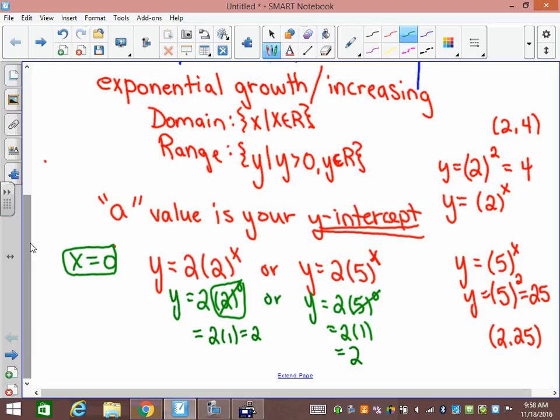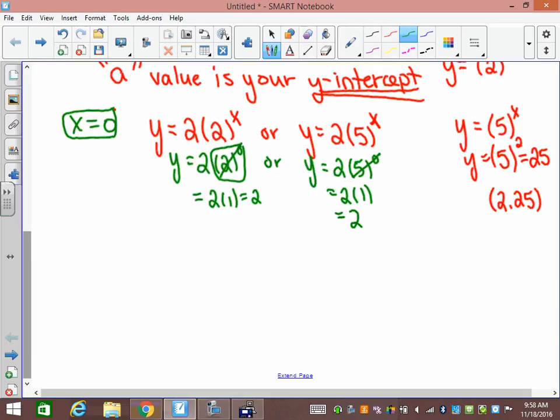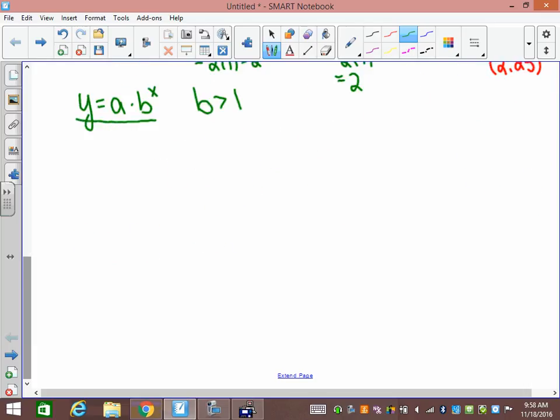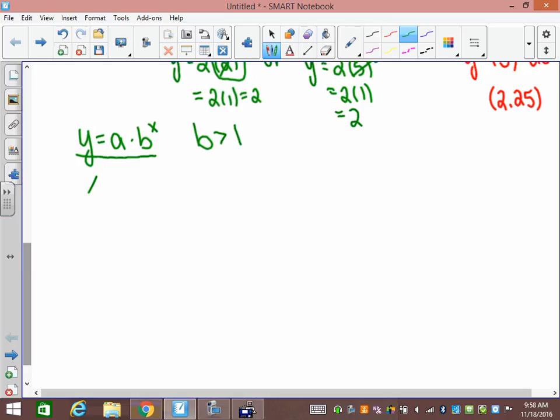Now what else have we decided? We've decided when you have the function y equals a times b to the x, which is how it's written on your formula sheet, and b is greater than 1, so we had a 2 or we had a 5, what we decided was the x-intercepts are what? On all those graphs, where did it cross the x-axis? Nowhere, because I have an asymptote on the x-axis, right? So there are none.